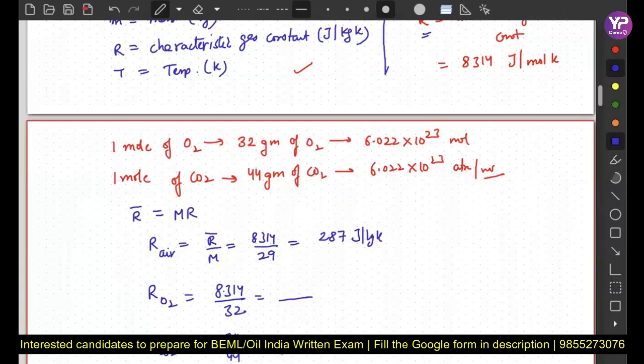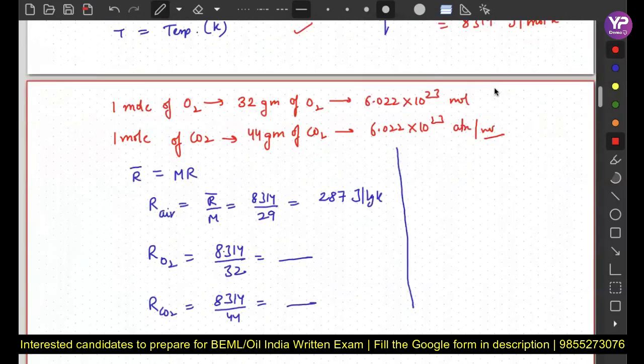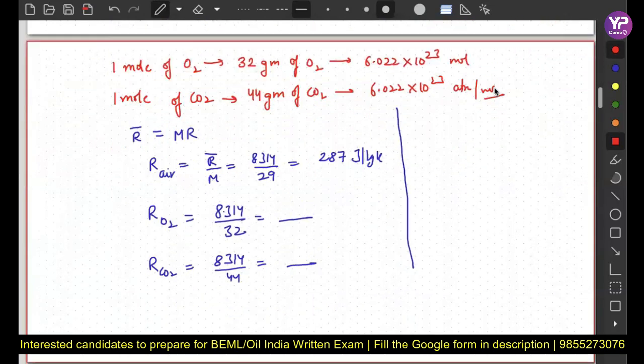Okay, so that is how you find out the values of the characteristic gas constant. Now here, I am just specifying the different formulas. Just remember these formulas. We will cover those formulas in the subsequent lectures. For air, you have to remember some values.